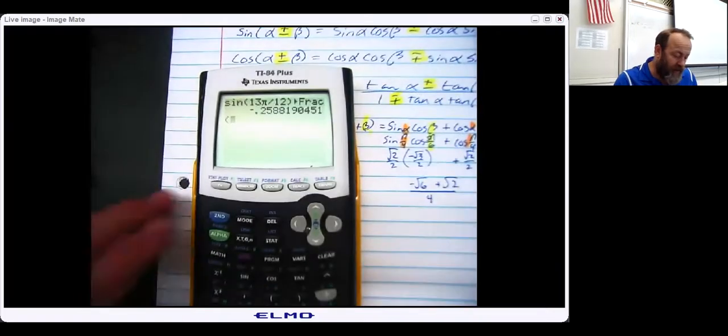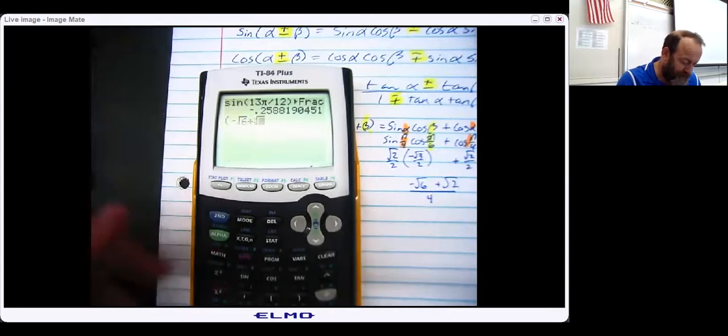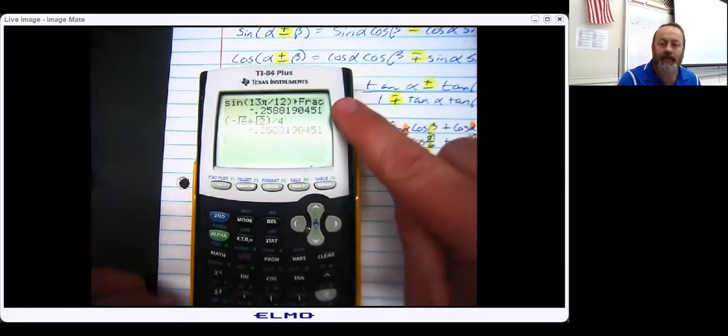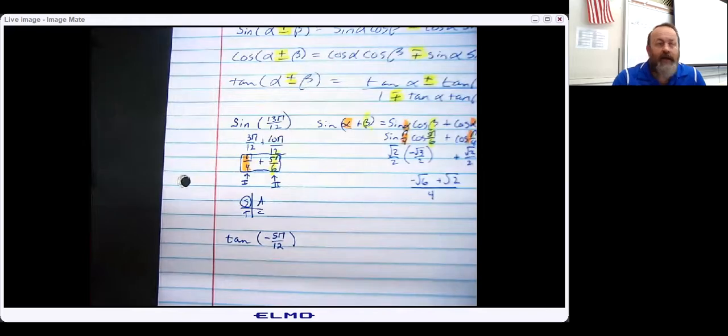Now my numerator I claimed was negative root 6 plus root 2, and then I divided that by 4 according to this, and hopefully I'm going to get exactly the same answer. So that tells me I should have pretty strong confidence in the result that I have.